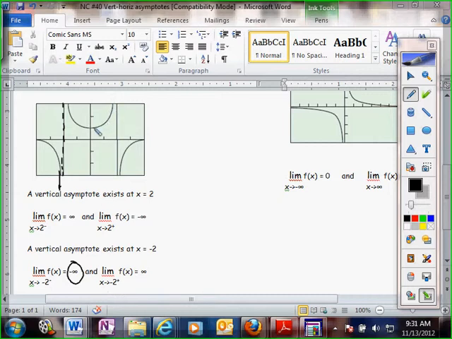I'm approaching negative 2 from the right, and as I'm approaching negative 2, it is heading off towards positive infinity. So that's how you would read those statements.